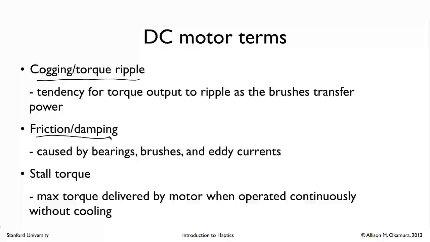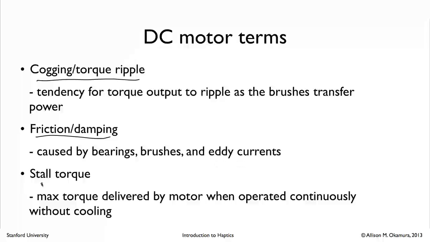Also, you would like the motor to have minimal friction and damping. There can be friction and damping in a device because of the bearings in the motor that support the rotating armature, because of the brushes that physically contact the electrical circuit to the rotating armature, and also something called eddy currents, which are small currents which start to build up in the armature, and they effectively damp out some of the power of the circuit.